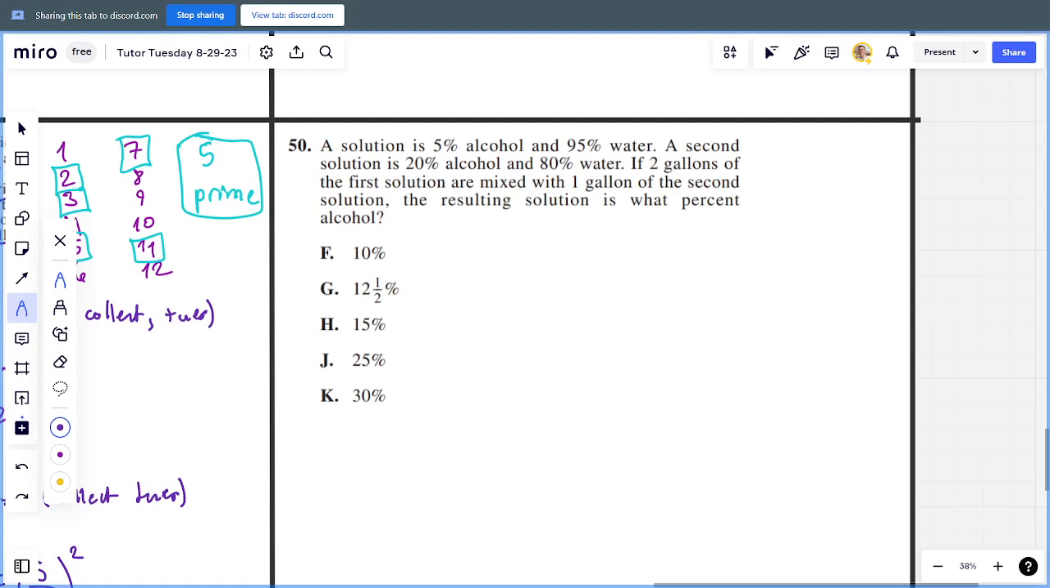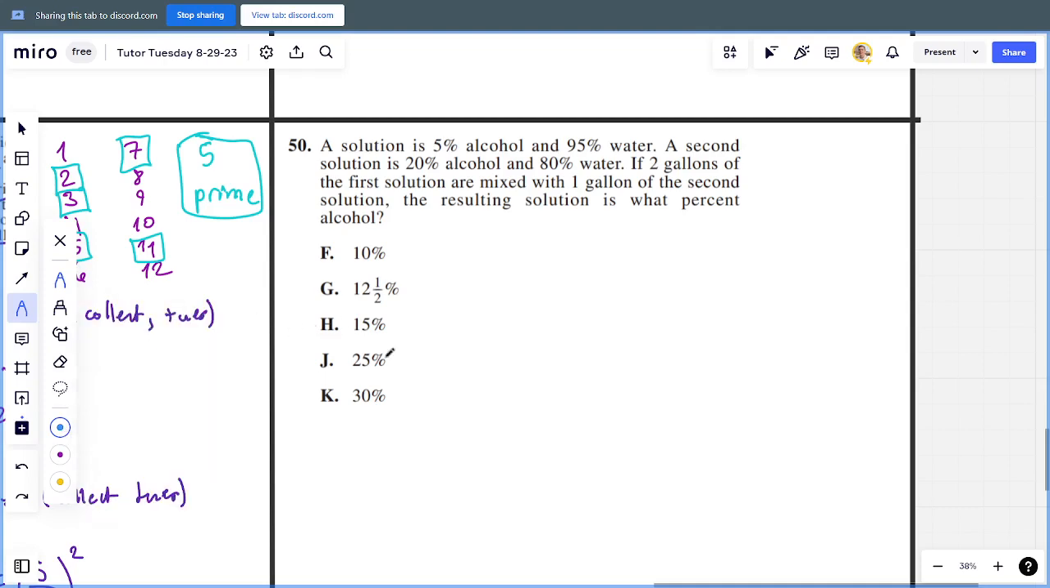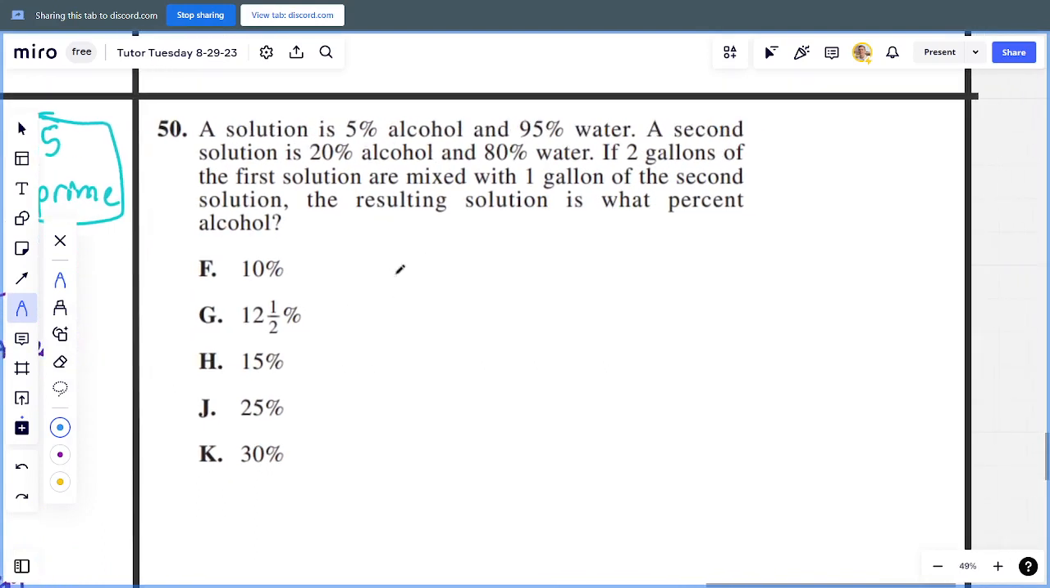And the last one, number 50 here. I've seen like a SAT problem pretty similar to this. It's actually a little bit challenging and can be misleading. What we have is a solution is 5% alcohol and 95% water. A second solution is 20% alcohol and 80% water. If 2 gallons of the first solution are mixed with 1 gallon of the second solution, the resulting solution is what percent alcohol?